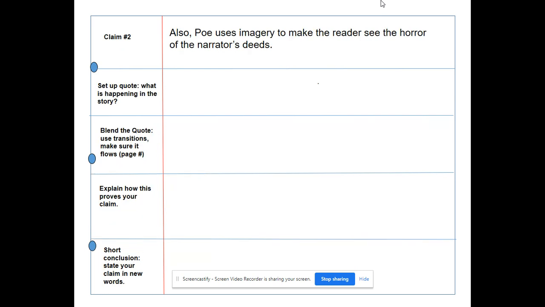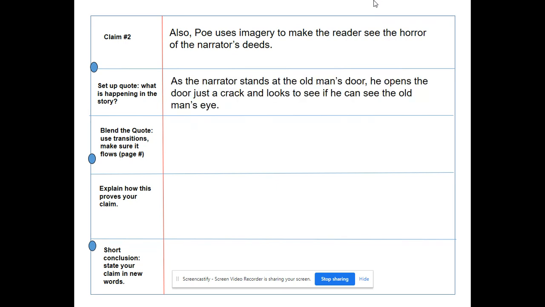Then we're going to use a second literary device. So I chose also Poe uses imagery to make the reader see the horror of the narrator's deeds. Think of all the different imagery examples that we saw. I mean, cutting off the guy's head, there's a lot of pretty good imagery in there. So I chose this one.